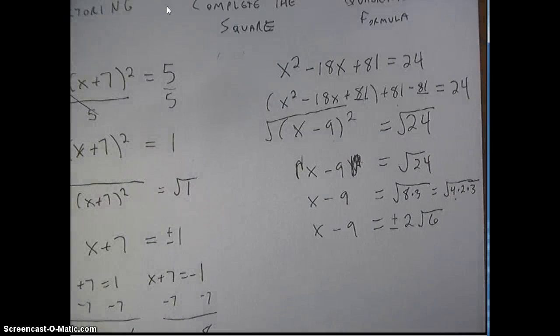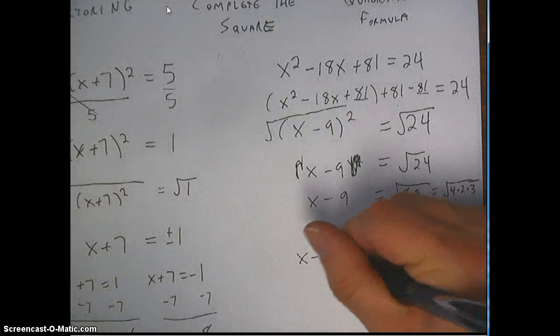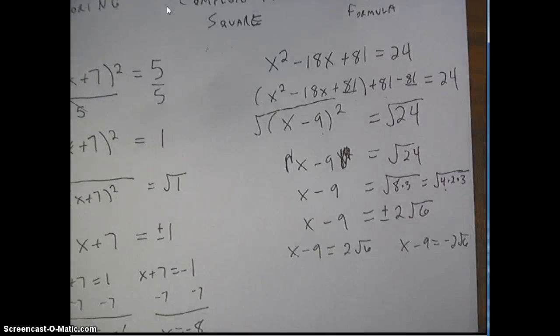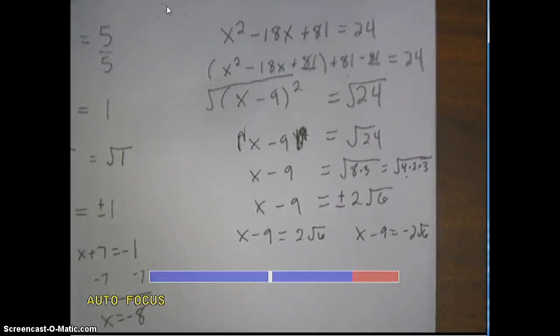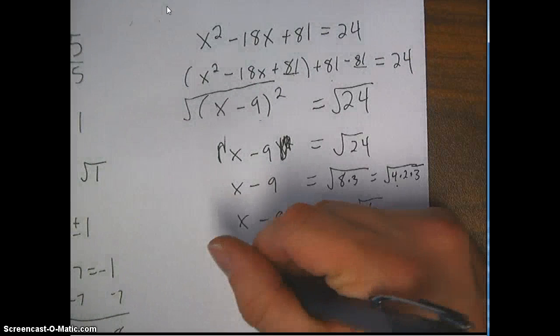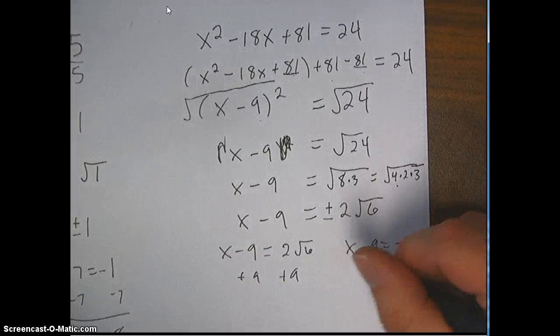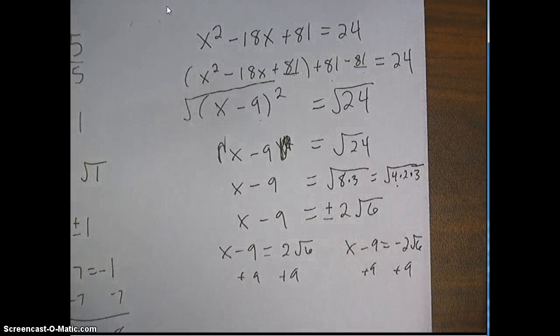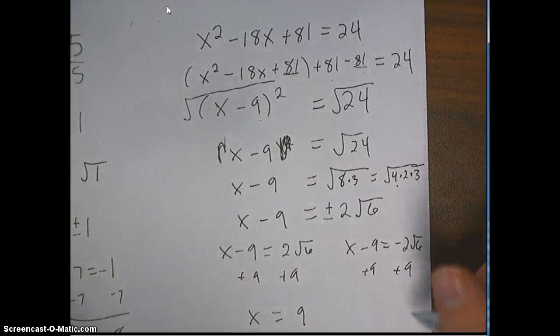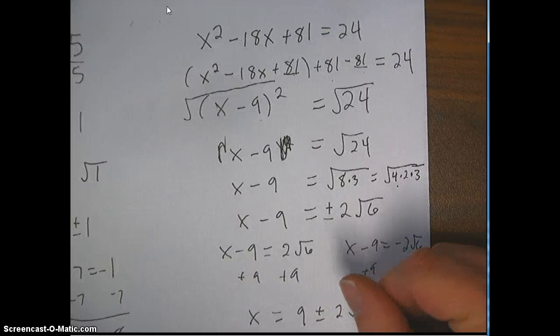So we've got two equations here now: x minus 9 equals 2 root 6, and x minus 9 equals negative 2 root 6. Zoom in a little bit. So I just need to solve these both for x by adding 9 to both sides. So the solution here is x equals 9 plus and minus 2 root 6.